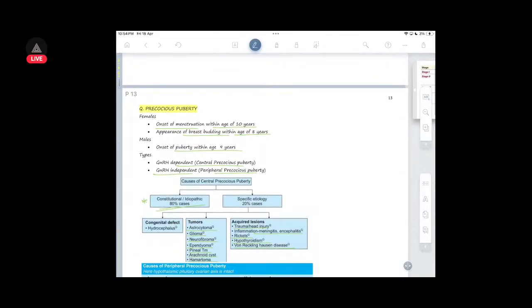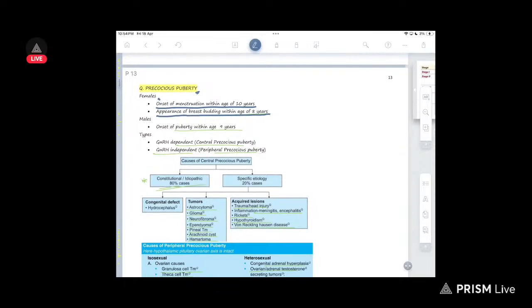Then we speak about precocious puberty, which in females is the onset of menstruation before the age of 10 years, and appearance of breast budding before the age of 8 years. In males, there is onset of puberty before the age of 9 years. There are two types of precocious puberty: GnRH dependent and GnRH independent. GnRH dependent is central precocious puberty, and GnRH independent is peripheral precocious puberty.